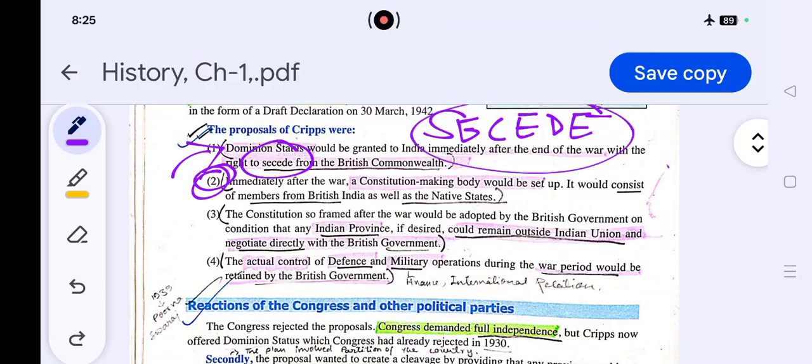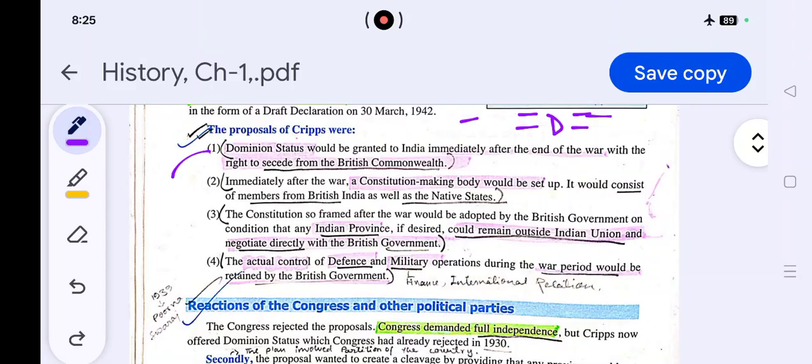This particular point. Now, what does this say? For example, India was a group, a union of certain princely states. Now, when you have the right to secede, the princely states could choose to either remain with India, remain outside India, or even negotiate directly with the British government. So it was up to them what they could do.